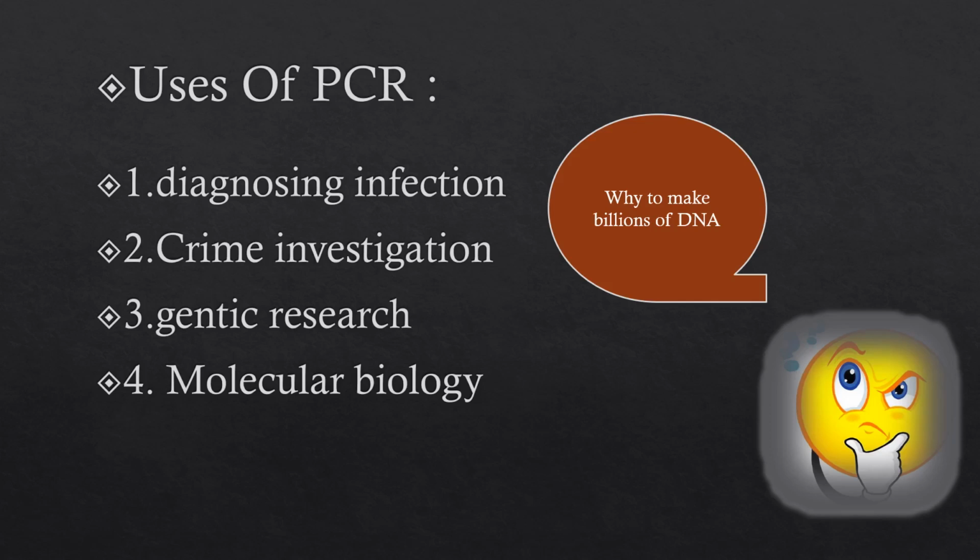For example, it is used to diagnose infections by virus. If we take blood of a patient that has been infected by a virus, then we will amplify the DNA of the virus so that we are able to study which type of virus it is and its properties. Similarly, PCR is used in hundreds of fields like crime investigation, genetic research and molecular biology, etc.